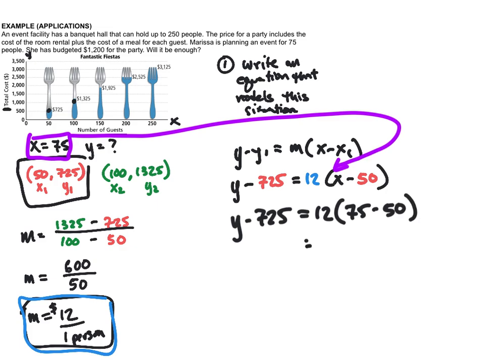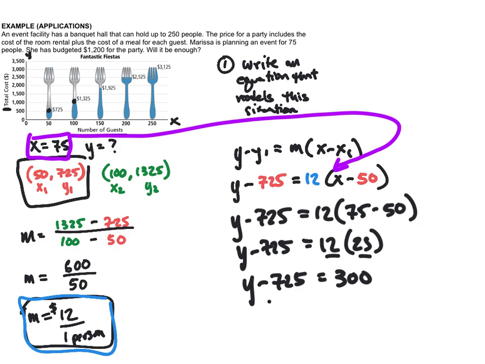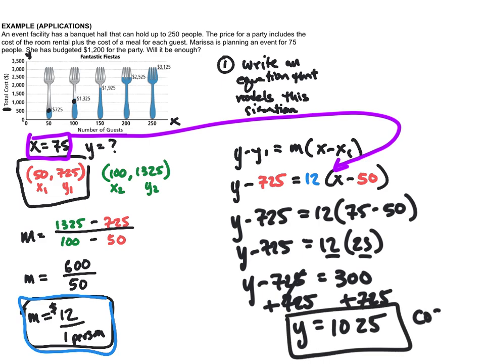So 75 minus 50 is going to give us 25. So y minus 725 is equal to 12 times 25, which gives me 300. So add 725 to both sides. And that's going to give us that y is equal to 1,025. So this number here is the cost for 75 people.